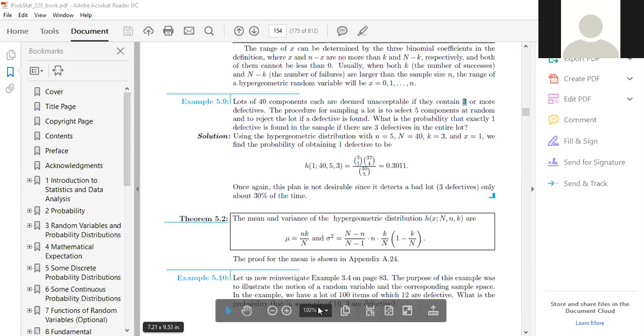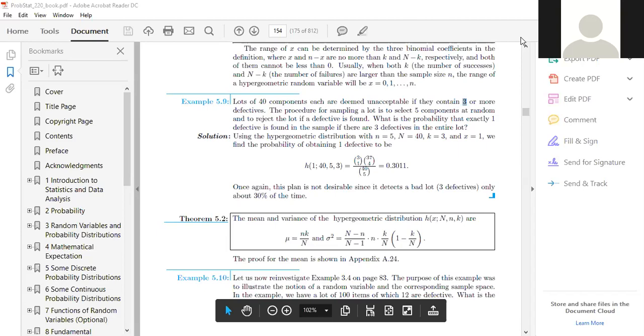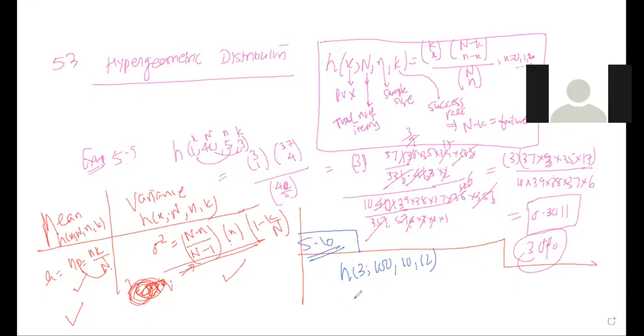My X is equal to 3, capital N equal to 100, small n equal to 10, and my rate of success k equal to 12. So just plug this value, right? And plug this value. So let me just go back and let me share my screen with you. Okay, so then after you can evaluate, you can find this thing very easily.